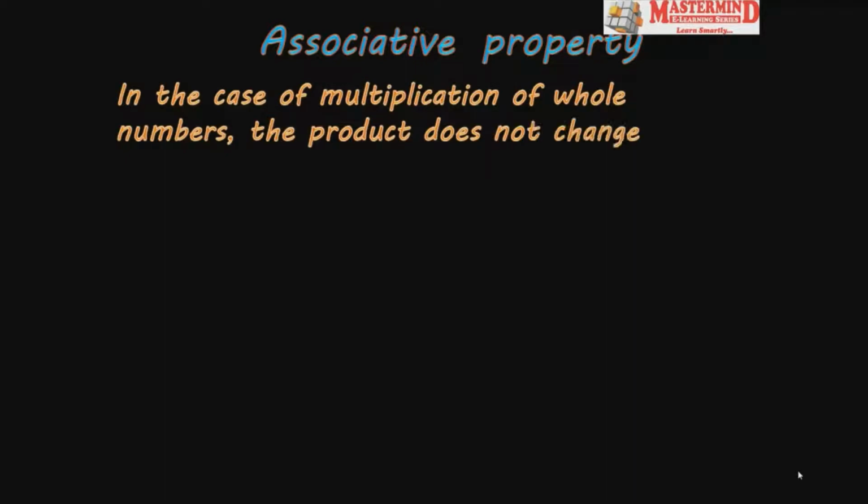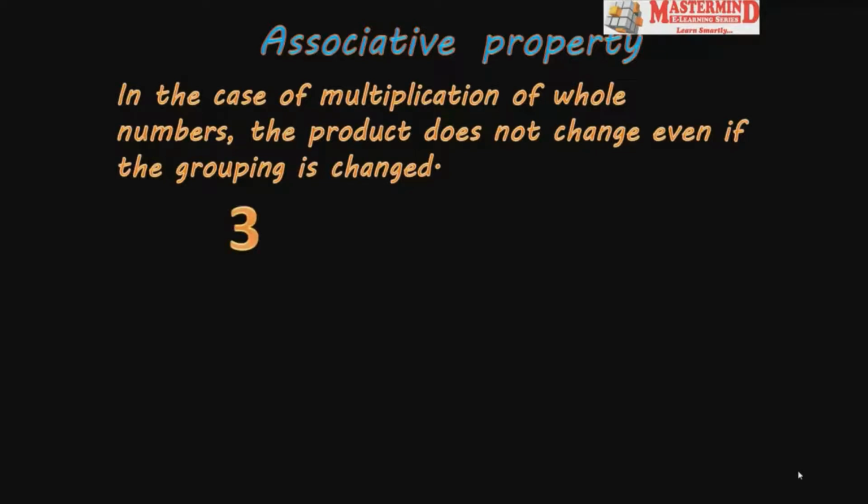Next, we will see the associative property of multiplication. Now, this property is used for three whole numbers. Now, in the case of multiplication of whole numbers, the product does not change even if the grouping is changed. Now, what does this mean? Suppose we have three whole numbers like 3, 4 and 5 and we want to multiply them. So how do we multiply generally? Generally we take two numbers at a time, we multiply both of them and then we multiply the third one.